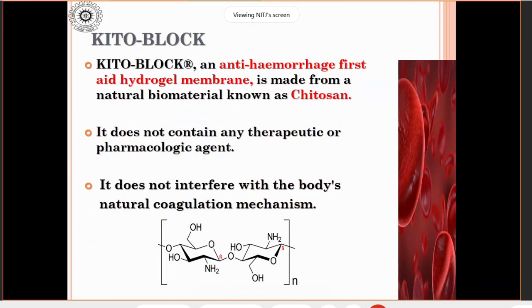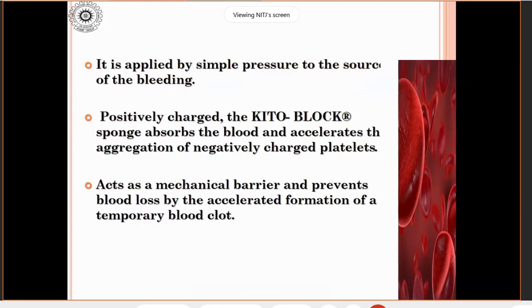One example is that of chitosan here. The membrane of chitosan is of great importance in biomedicals. It acts as an anti-hemorrhage first aid hydrogel membrane. It doesn't contain any therapeutic or pharmacological agent. It itself is sufficient. It does not interfere with the body's natural coagulation mechanism. That's a property of chitosan.